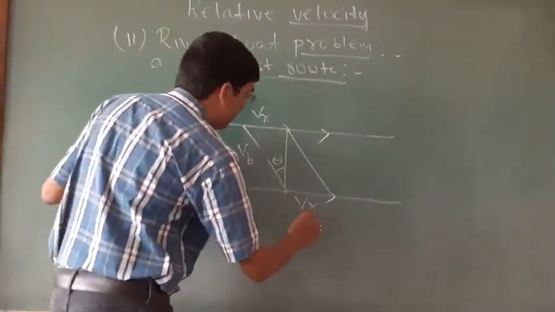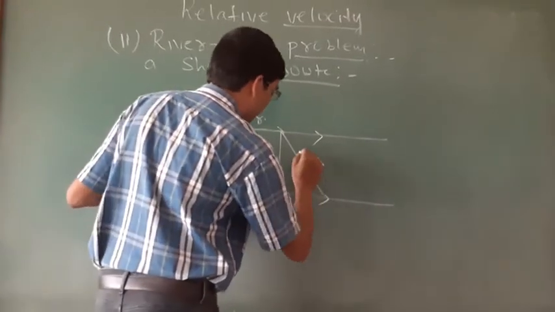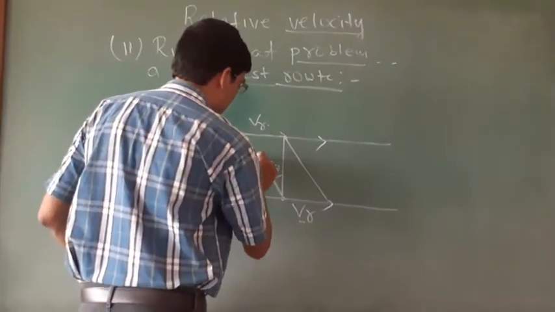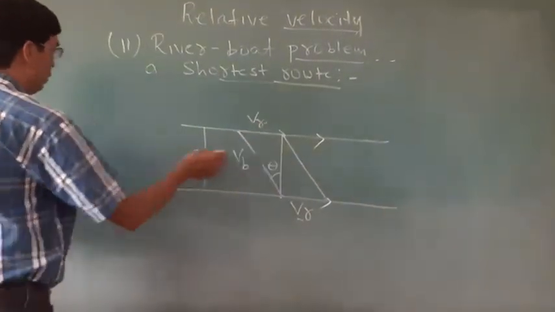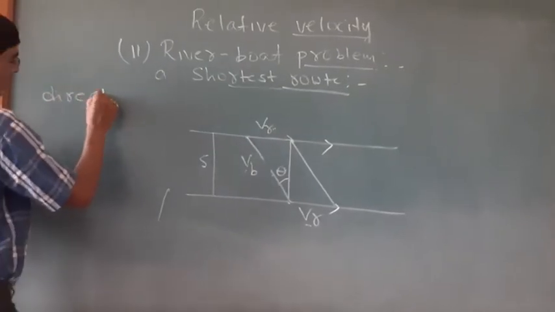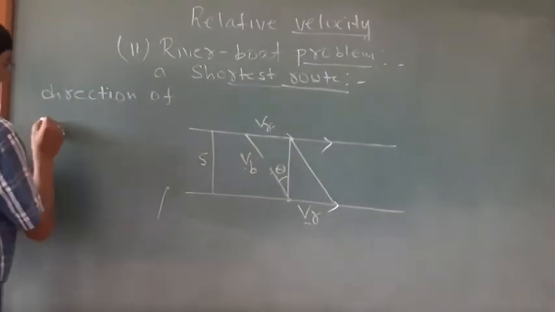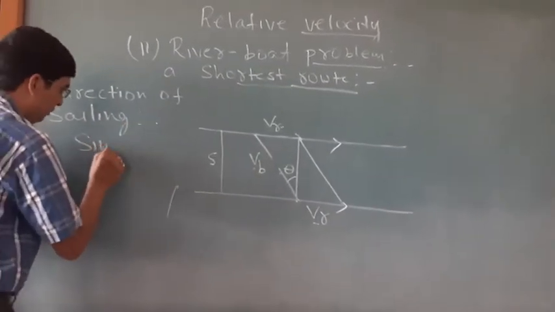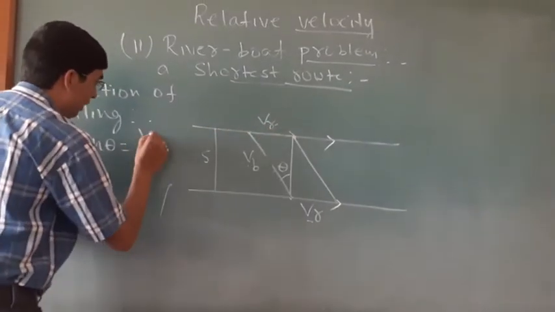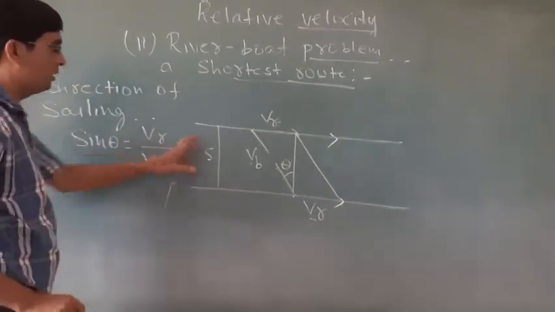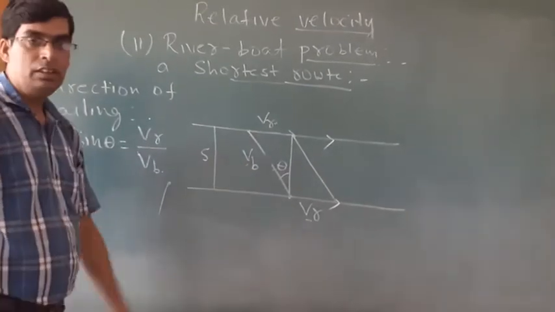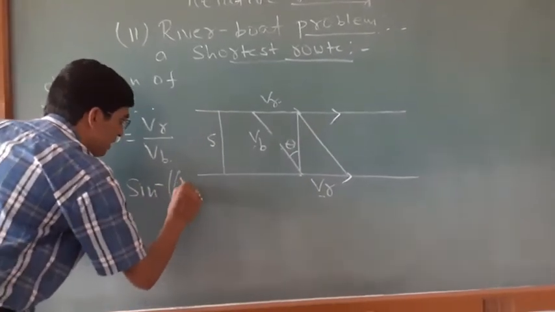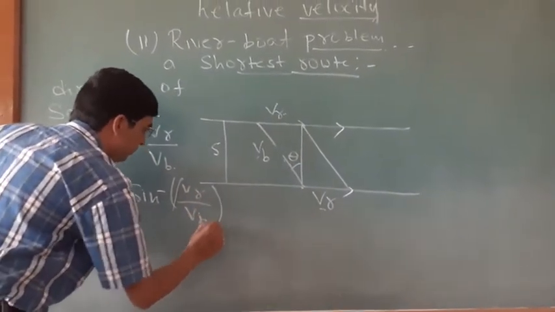So let's take the components: VR, the velocity of the river, and VB, the velocity of the boat. What is the component here? This is P by H. So the direction of sailing is sin theta, which is VR by VB, where VR is the velocity of the river and VB the velocity of the boat. So theta will be sin inverse of VR by VB.